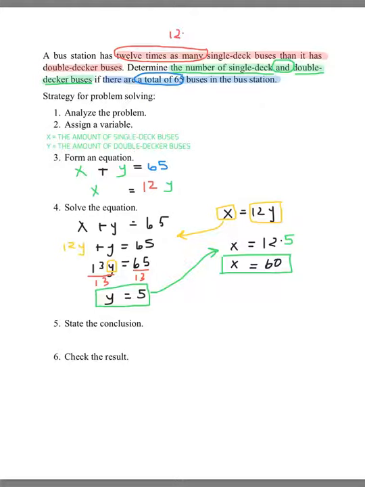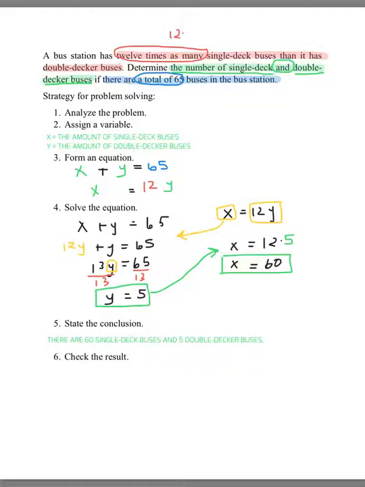Now let us see our conclusion clearly. Since the question was determine the number of single-deck and double-decker buses, we'll state our conclusion as the following. There are 60 single-deck buses and 5 double-decker buses. So now that we've stated the conclusion, let us check the result.